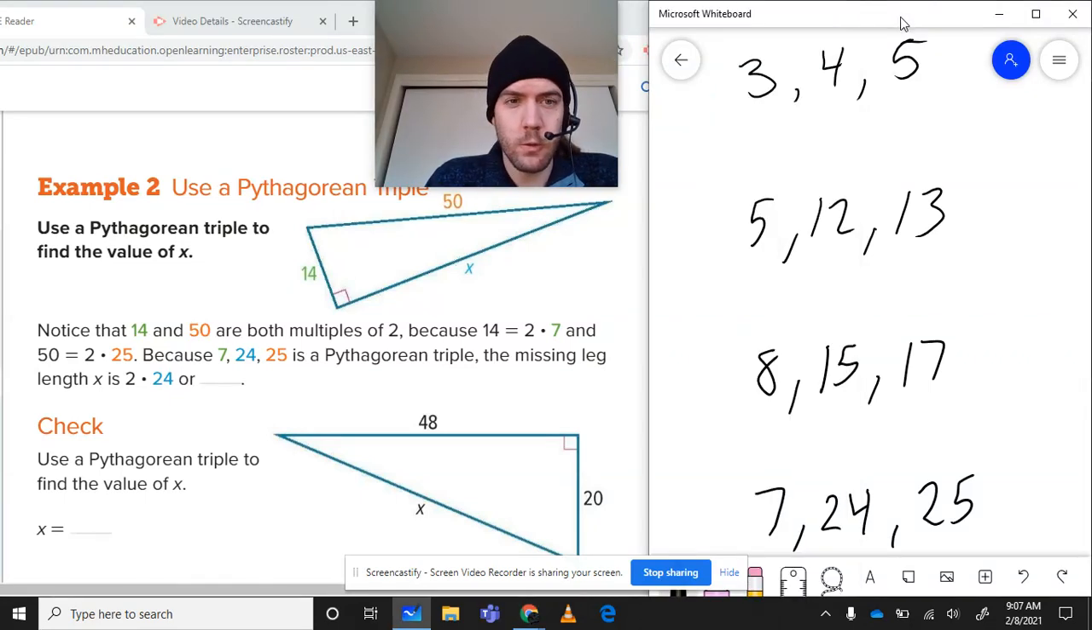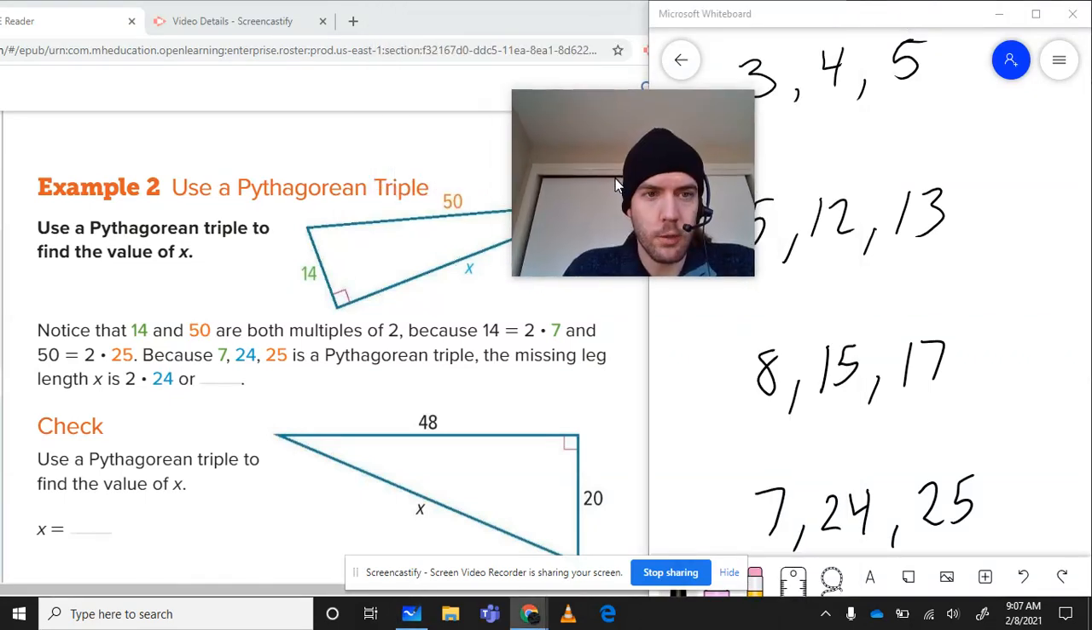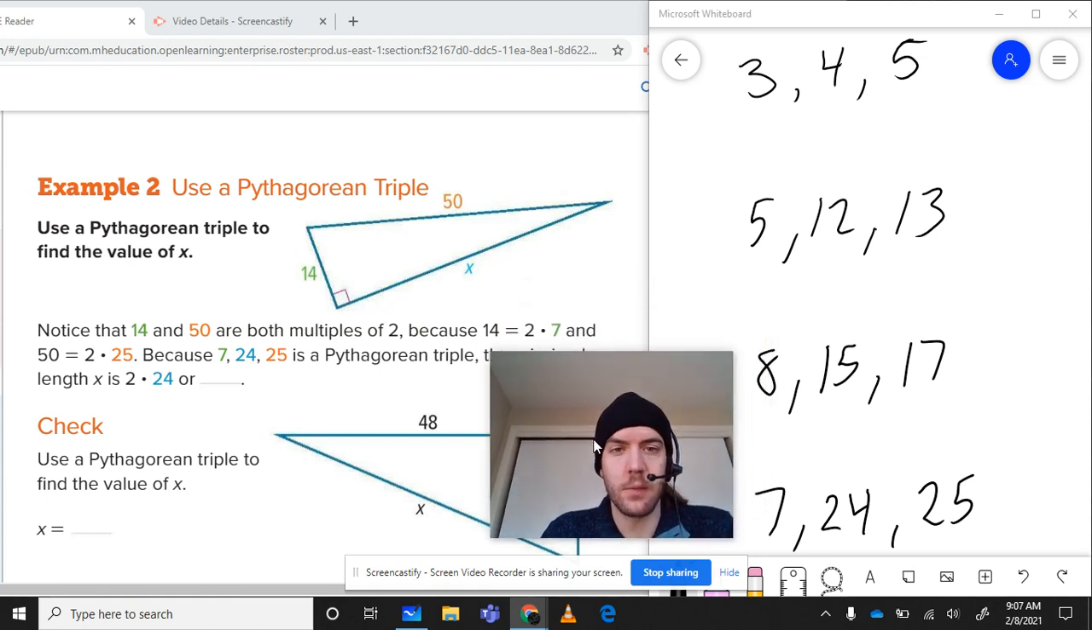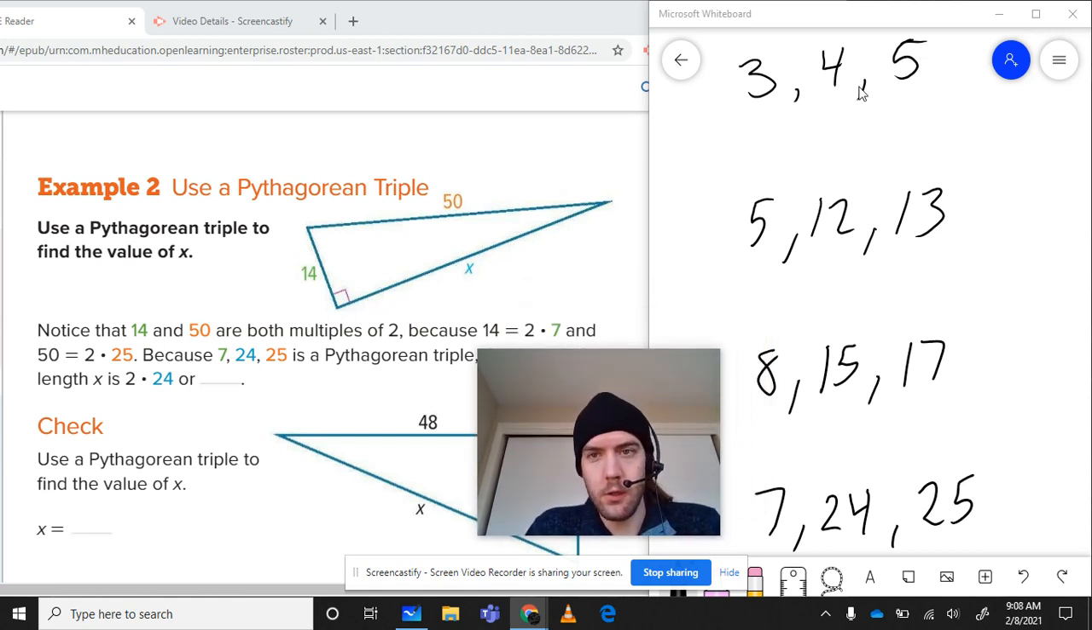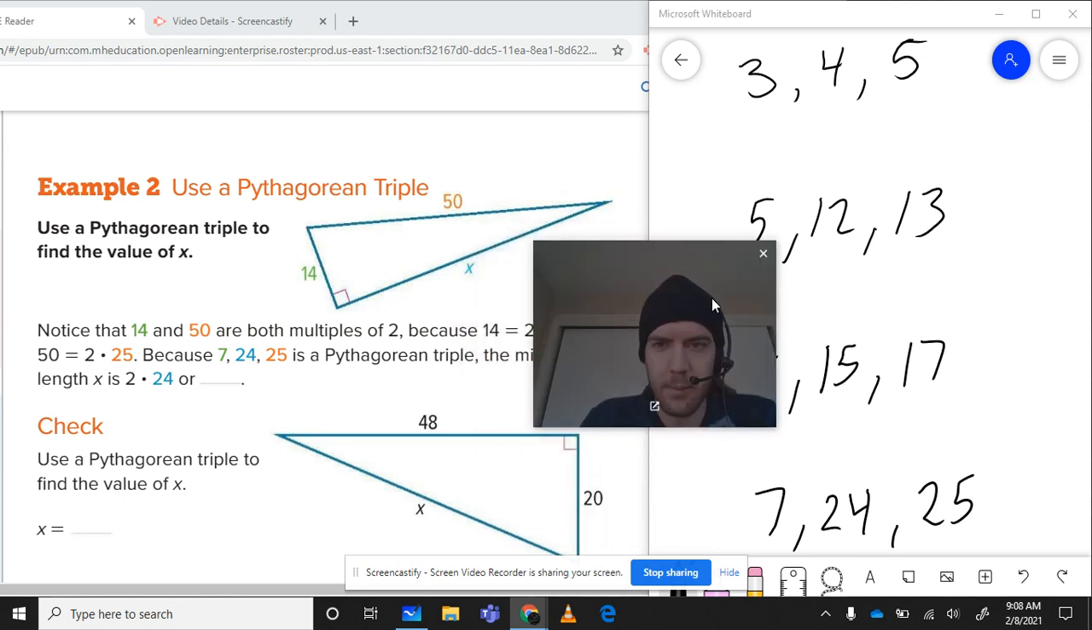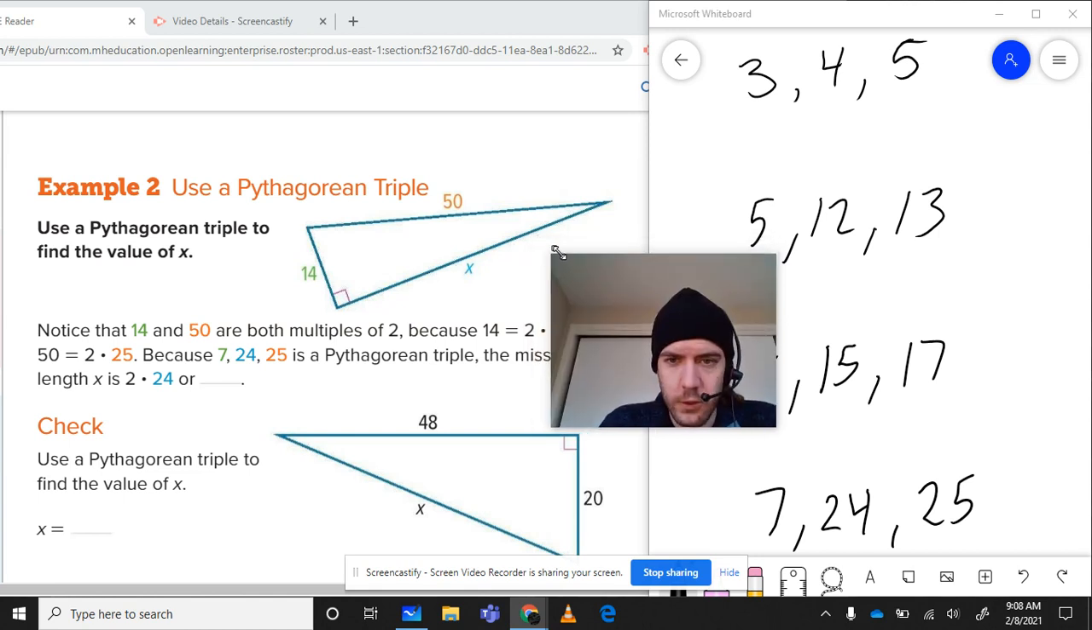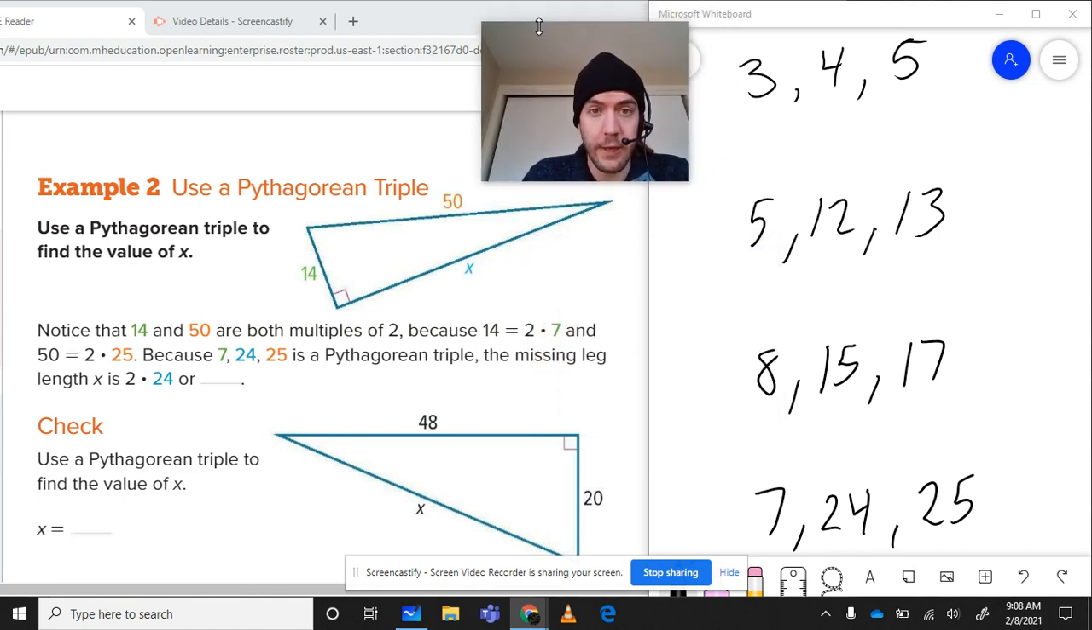Okay, here in example 2, we want to try to use a Pythagorean triple to find the value of x. This is basically saying we're going to use our list of common triples to avoid using the Pythagorean theorem and going through that a squared plus b squared equals c squared. We're going to try to identify when you can skip that step. It doesn't happen very often, but occasionally you can, and this is going to be an example of that.